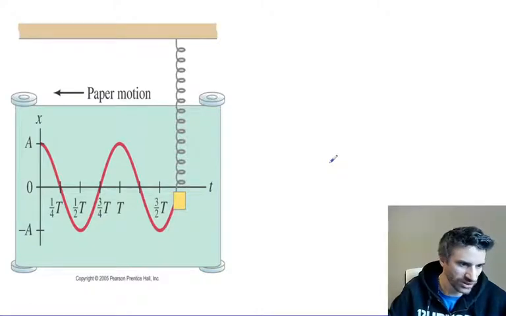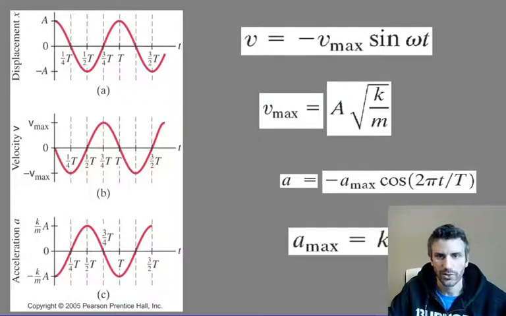I think I have one more slide for you, some more equations. So these are the equations that we would use with this wave motion and relating it to simple harmonic motion. So this is going to relate the displacement, velocity, and acceleration of the simple harmonic oscillator as it creates a wave.